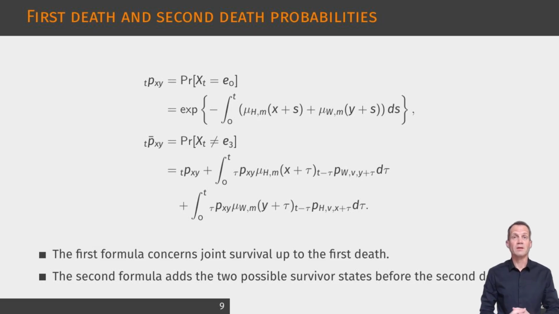For example, if the husband dies at time tau, both spouses must have survived up to tau. The husband must die at that time, and then the widow must survive from tau to t under widow mortality. The other integral is symmetric and corresponds to the wife dying first. This decomposition is the core of the actuarial valuation of survivor benefits.